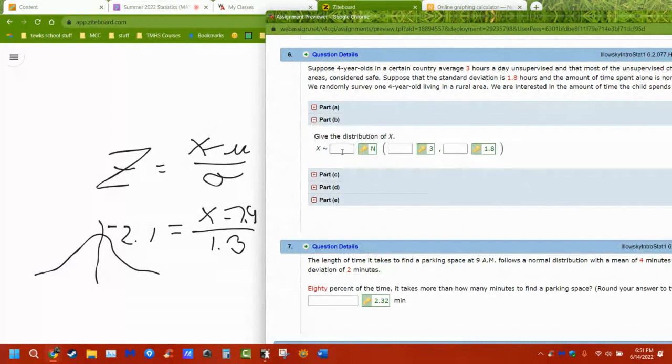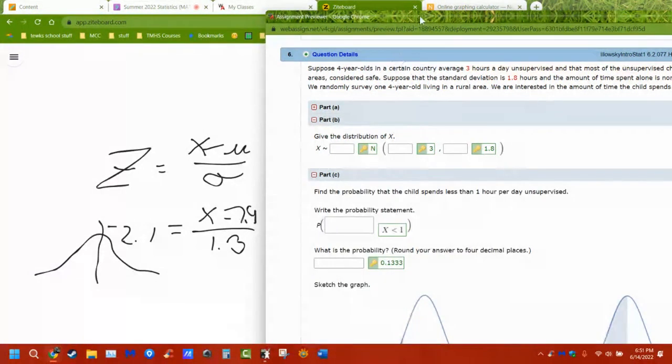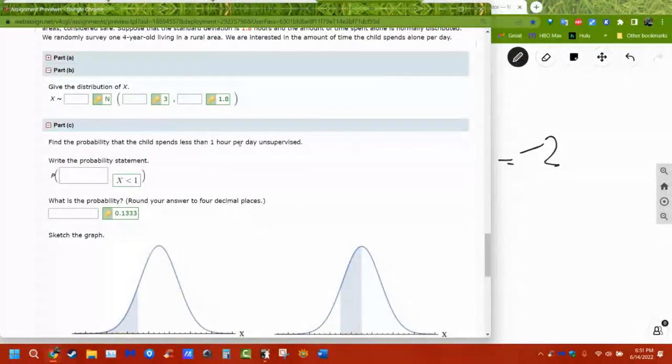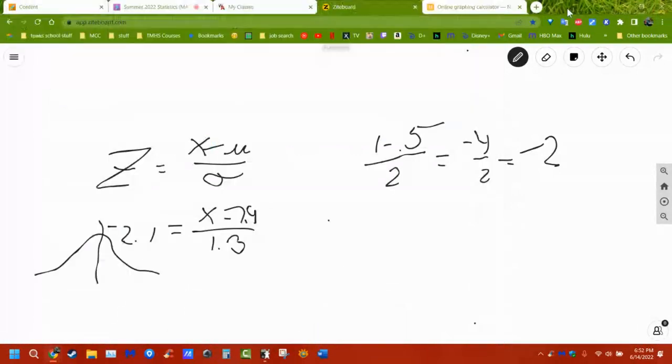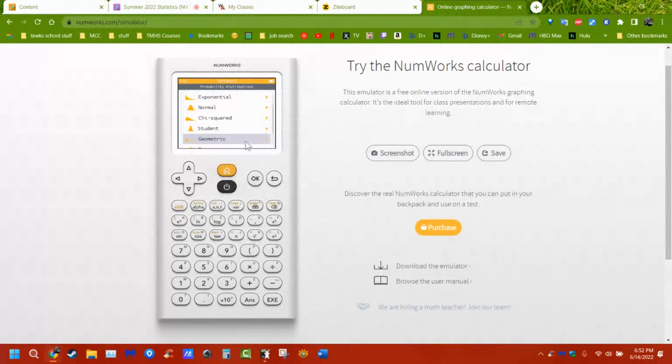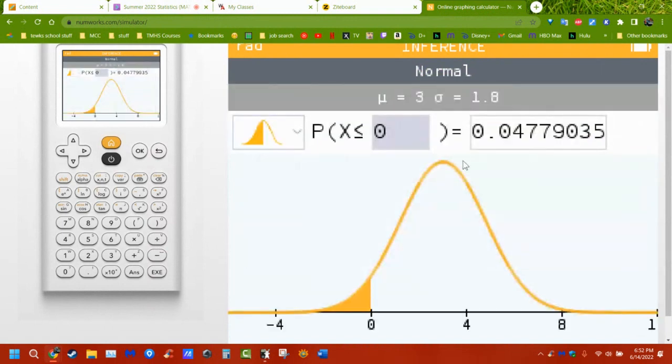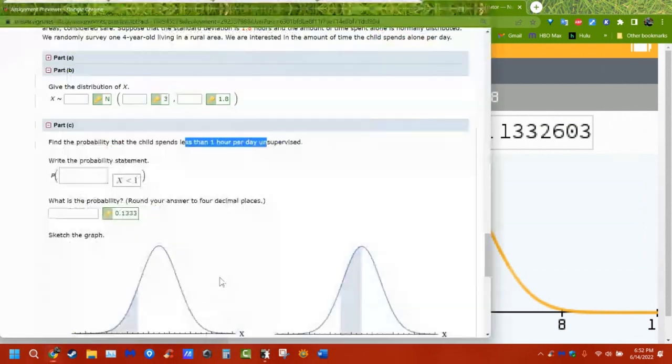And then they ask the distribution. Well, again, it's normal. We have our mean and our standard deviation. Then they start asking us to graph stuff, and find the probability that a child spends less than 1 hour a day unsupervised. I'll make it full screen. My mean is three, and my standard deviation is 1.8. And then I want to find the probability that it's less than one. So the probability that a child is left alone for less than an hour is all that we're asking to be found.